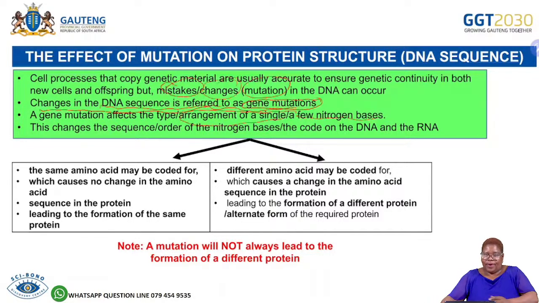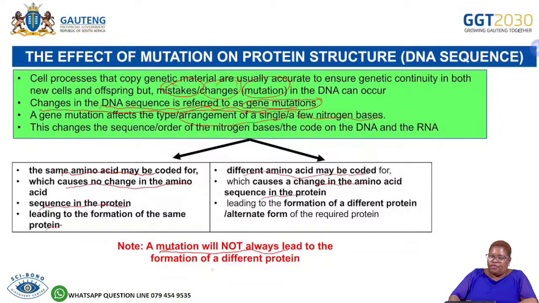A protein, right? So when we've got the same amino acid that may be coded for, and also they can cause no change in the amino acids or no change in the sequence in the protein, that will lead to the formation of what? The same protein. Contrary to that, when we've got different amino acids that may be coded for, which causes what? Change in the amino acid sequence in the protein, that will lead to the formation of what? A different protein. Okay?